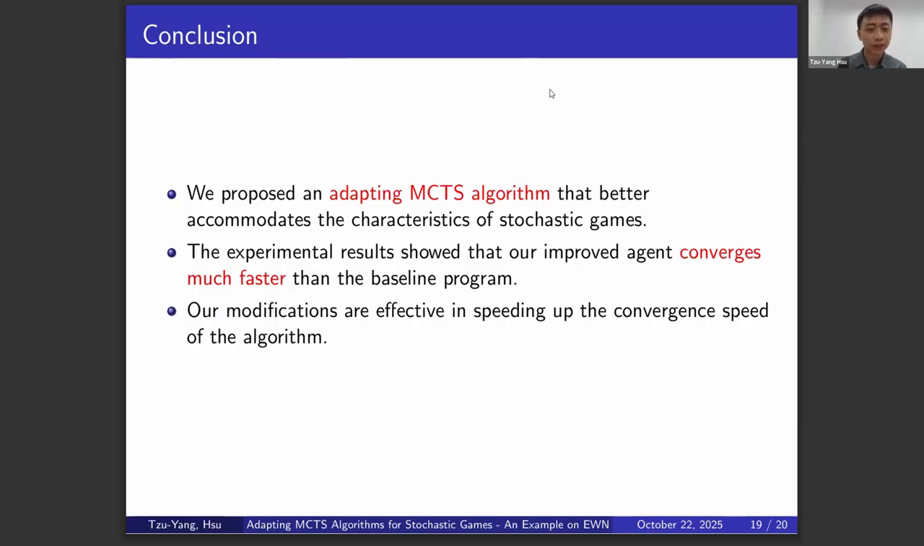And finally, the conclusion and the main contributions of our paper is that we propose an adapted MCTS algorithm that better accommodates the characteristics of stochastic games. And the experimental results show that our improved agent converges much faster than the baseline program, showing that our modifications are effective in speeding up the convergence of the algorithm.